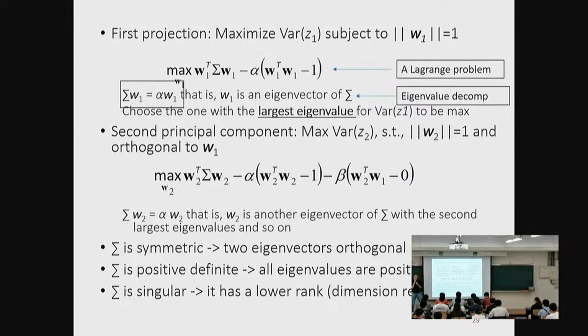PCA is a projection approach. Once you find all these W vectors, W1, 2, 3, all the way up to, say, K, then you can project the original features into the new Z1 to ZK. By doing that, you make sure the largest variances are kept at every projection.